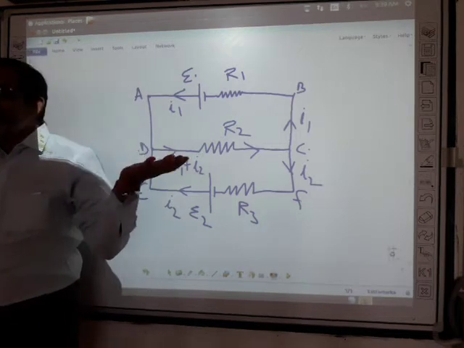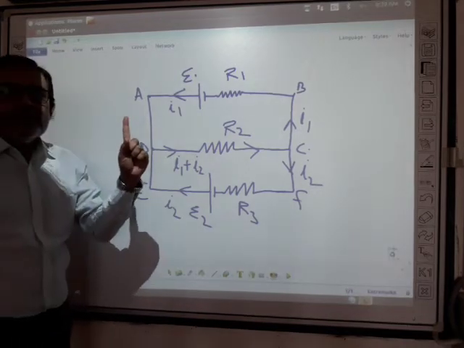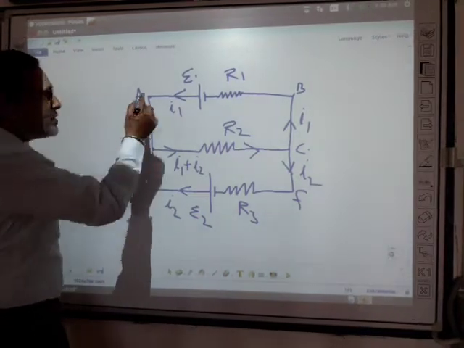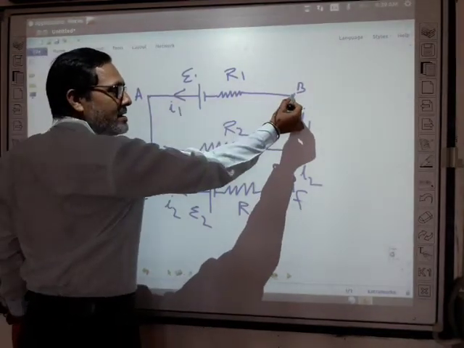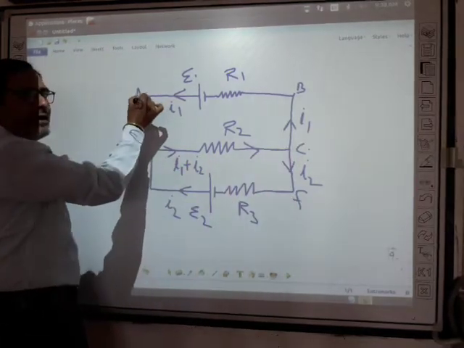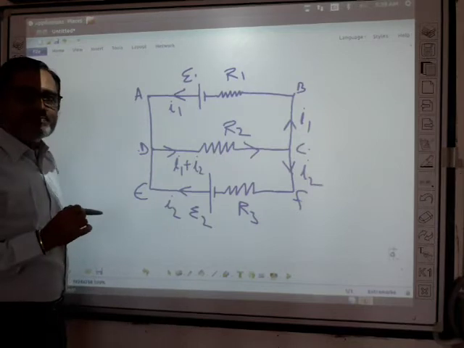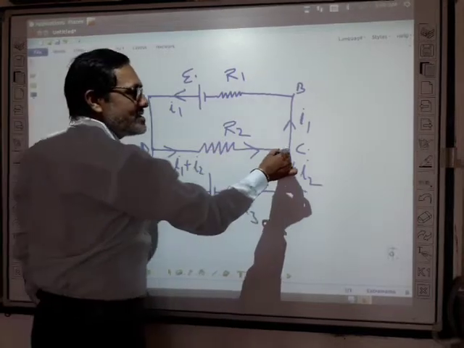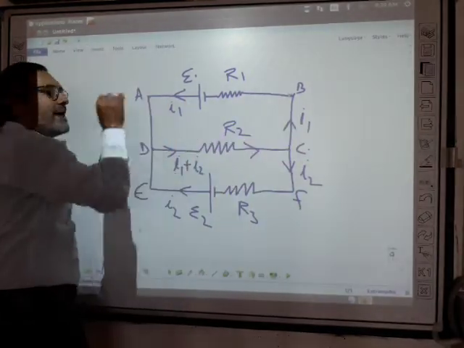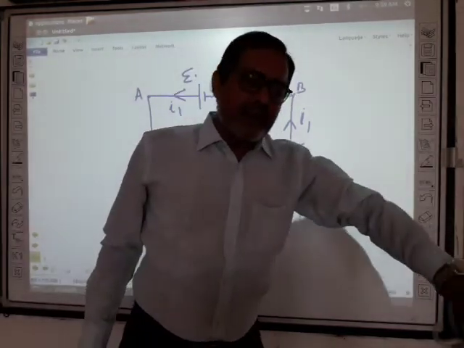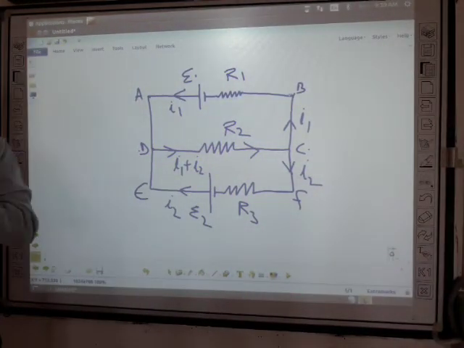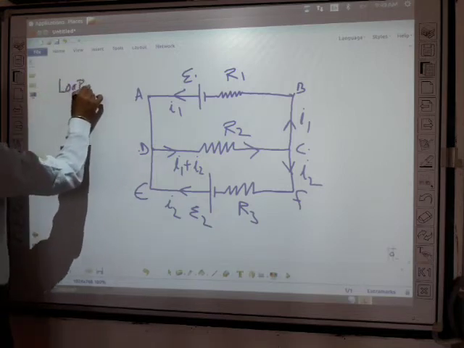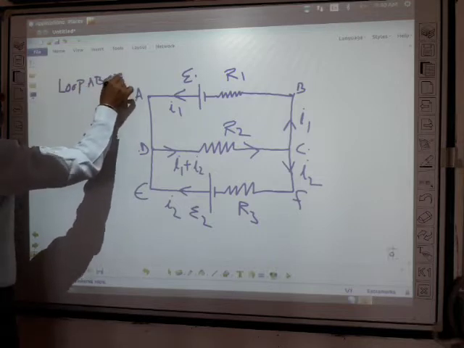And all of you know the condition of the voltage loop rule. First condition, the circuit should be closed. So you can see, now you can close the circuit. You start from A to B to C to D to A, then the circuit is closed. Or you take A to D to C to B to A. In both ways you can take it, so the choice is yours. First we take the loop A, B, C, D, A.